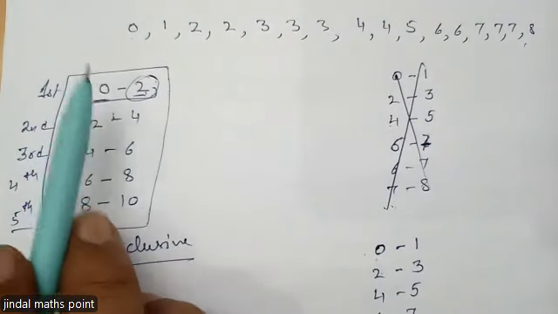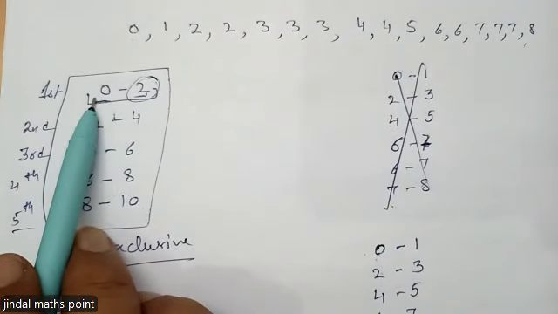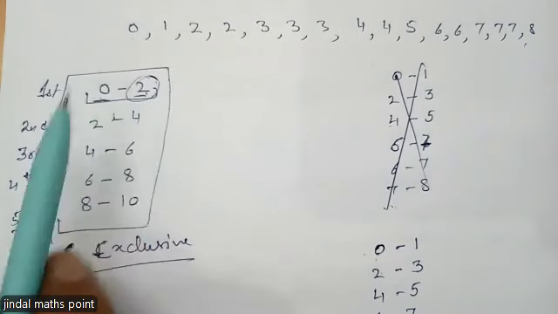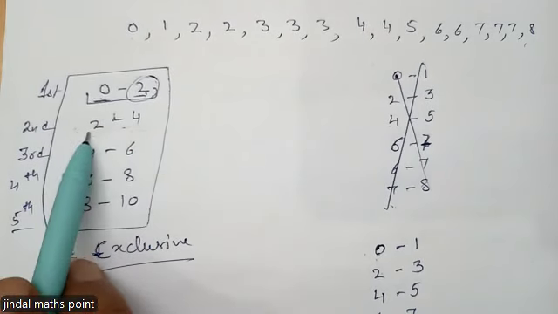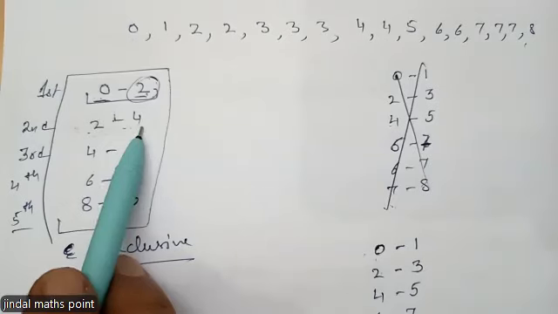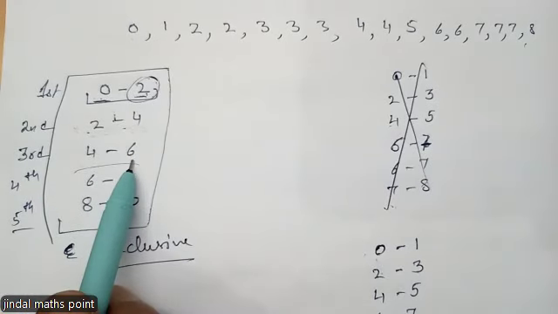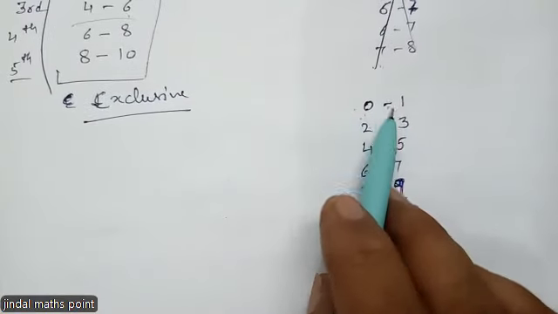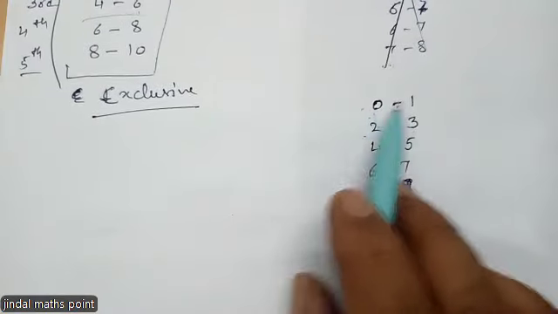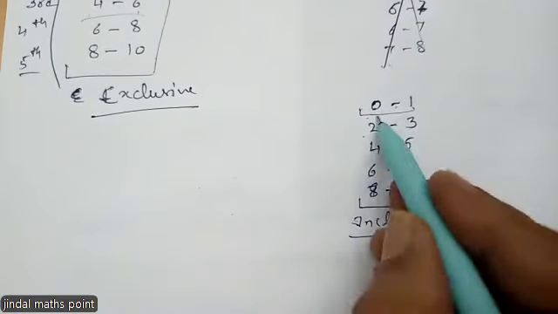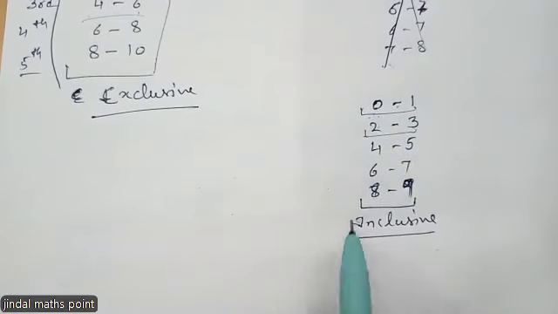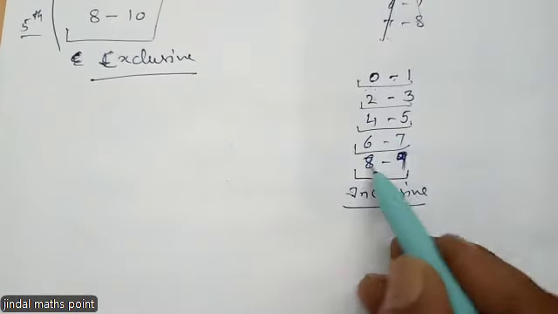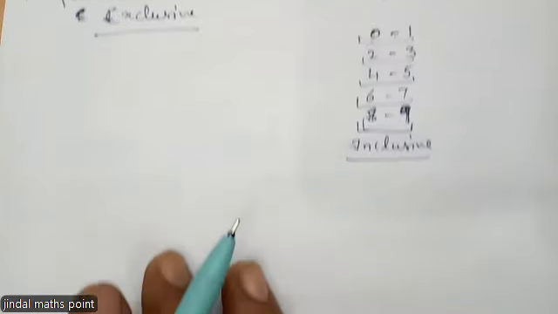0 is included. The lower limit is included, but the upper limit is not included. In the second class interval, 2 is included, 4 is not included. In the third, 4 is included, 6 is not, and so on. But in inclusive, 0 to 1, 2 to 3, 0 and 1 are included in the first class interval. 2 and 3 are included in the second, and so on for the third, fourth, and fifth.